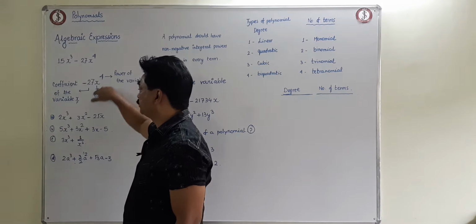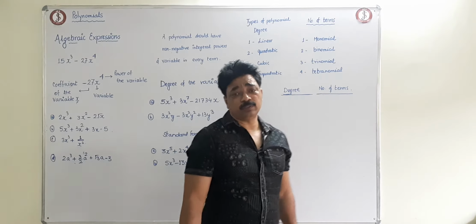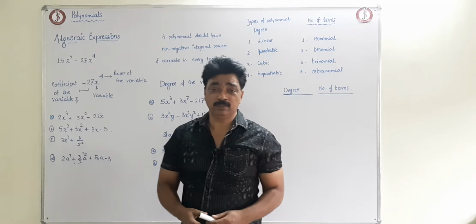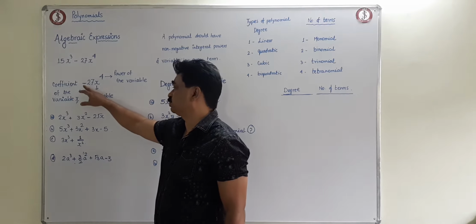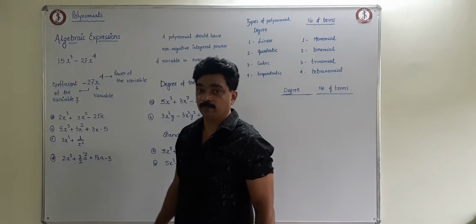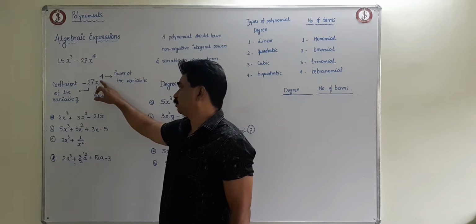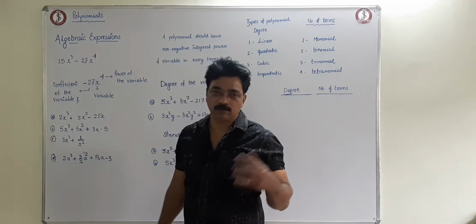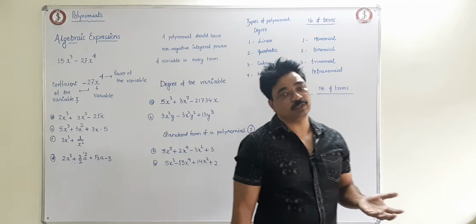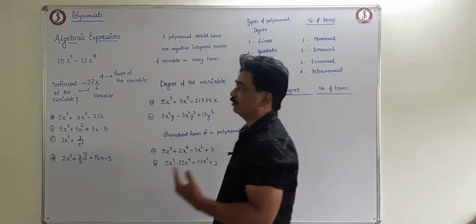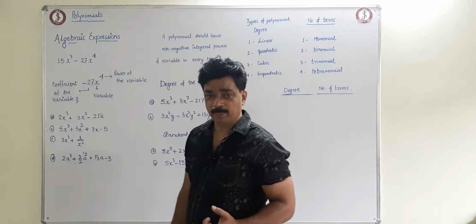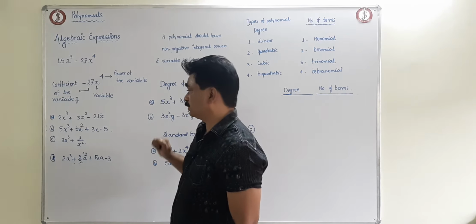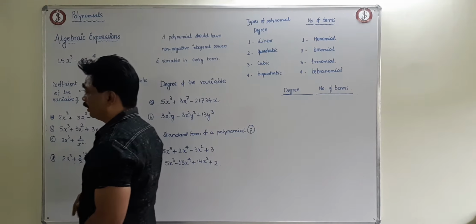So I take minus 27x to the power 4 and place it over here. x is the variable, that is the unknown thing, and minus 27 is the coefficient of the variable, and 4 is the power of the variable. So we get an algebraic term which may contain a variable, it may have a coefficient, and it may have a power.